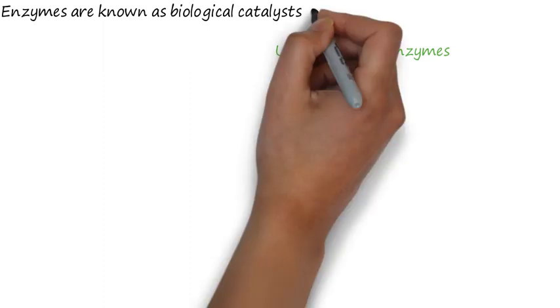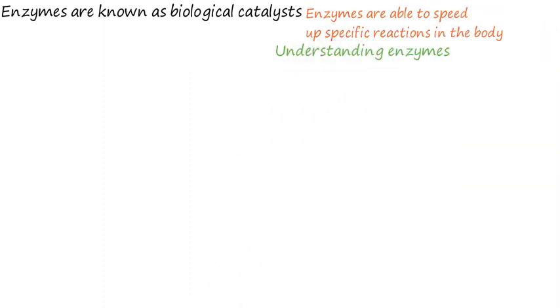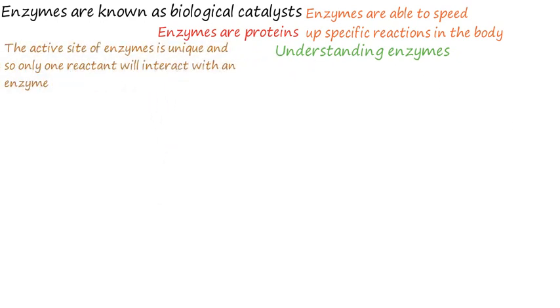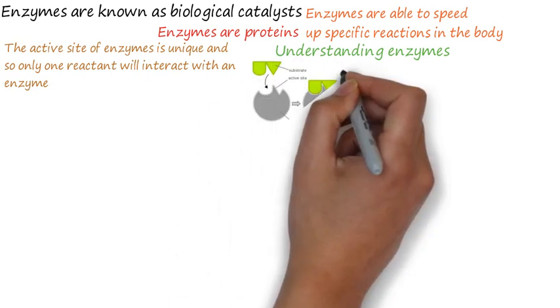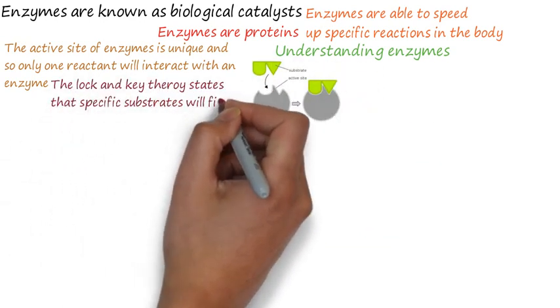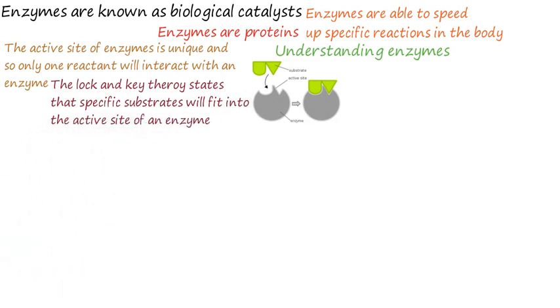We need to understand how an enzyme can speed up the rate of a reaction. First of all, enzymes have an area known as the active site. This active site is unique for each enzyme. The active site is able to interact with substrates. However, because the active site of each enzyme is specific, only one reactant, otherwise known as a substrate, will be able to interact with the enzyme.